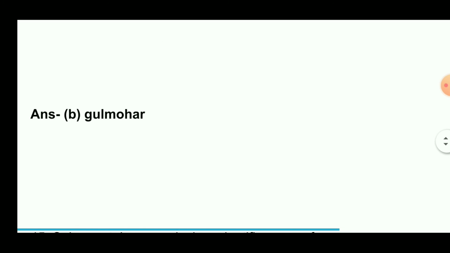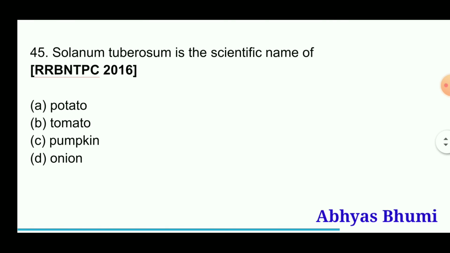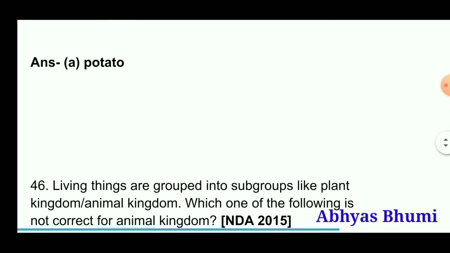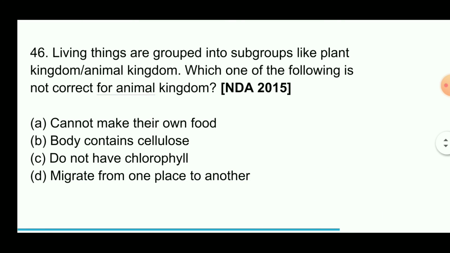Okay, turn for the next question. Next question on your screen guys. Solanum tuberosum is the scientific name of, I think you maybe know the answer, but let me give you options. Option A, potato, option B, tomato, option C, pumpkin, option D, onion. If you are going with option A, potato, you are absolutely right. It was an easy question, I think.